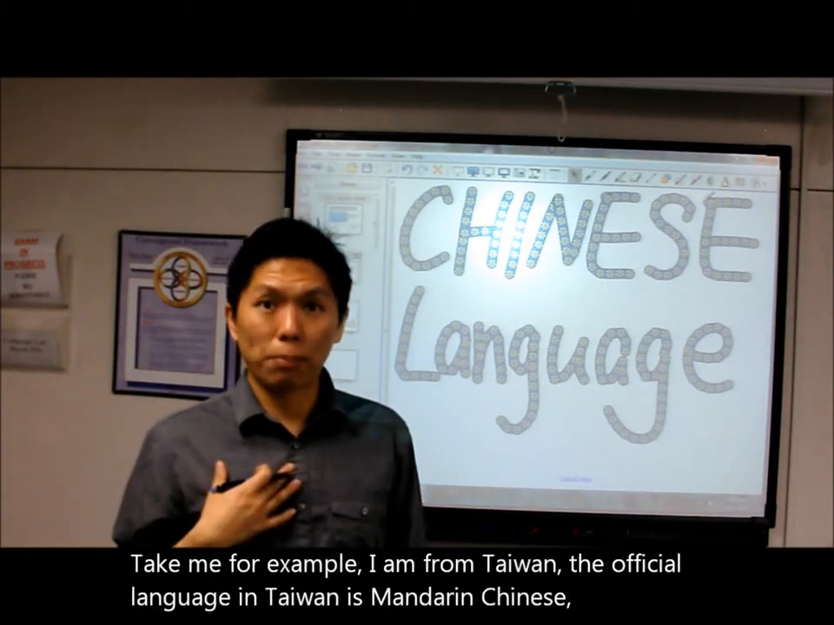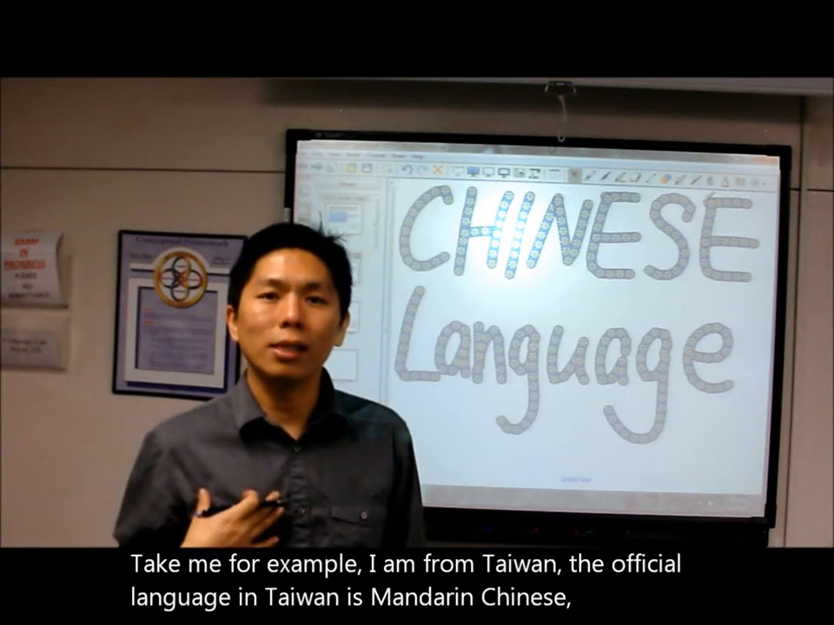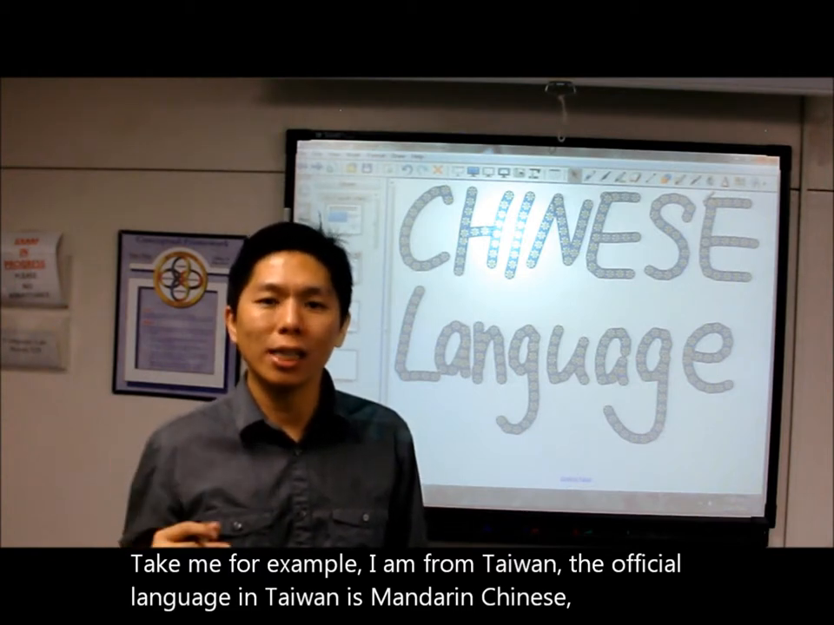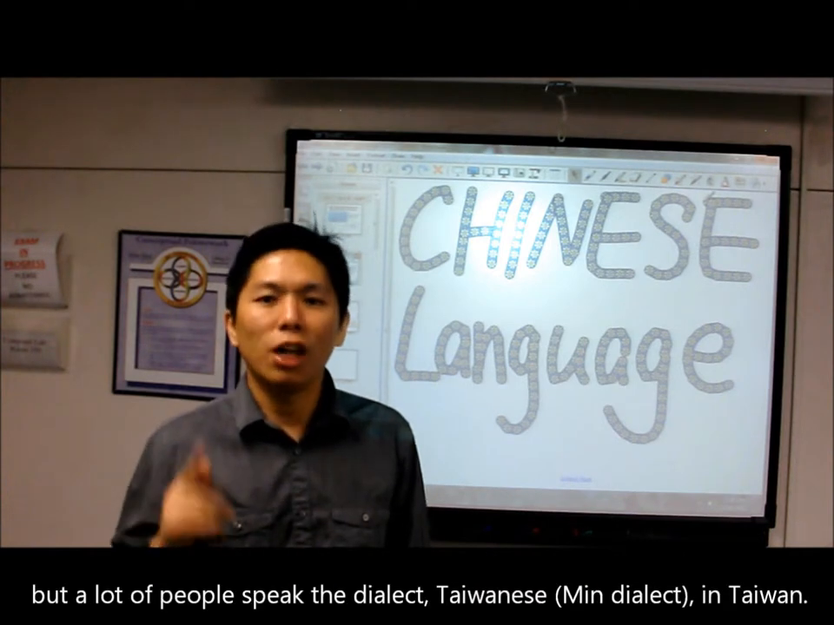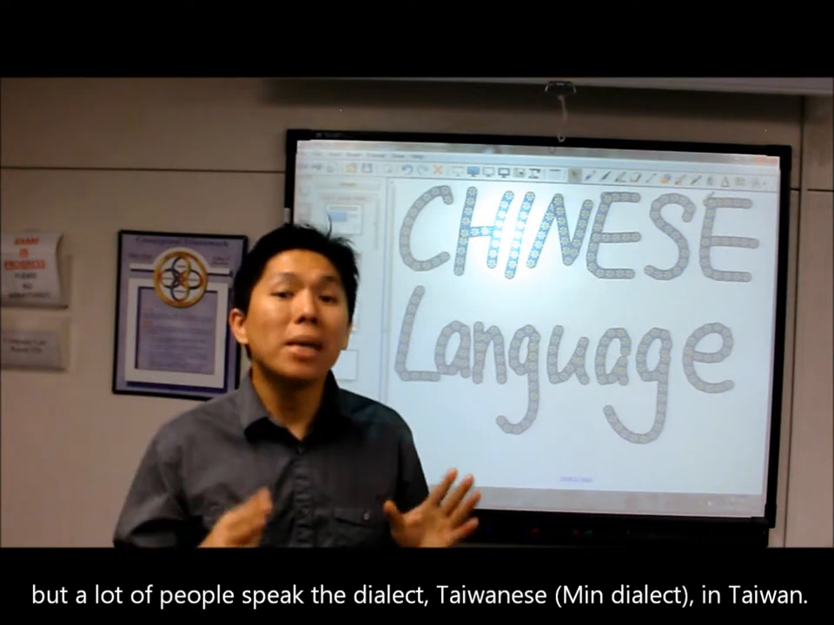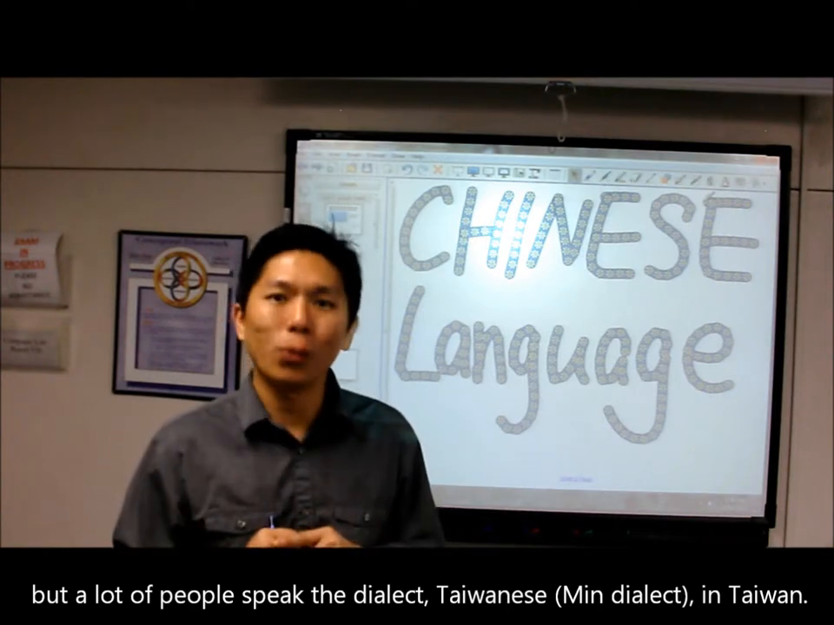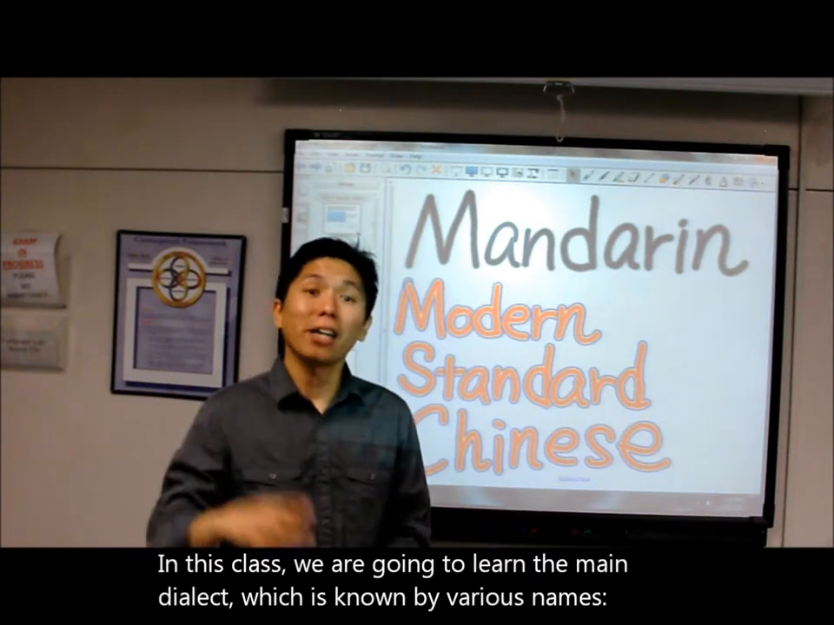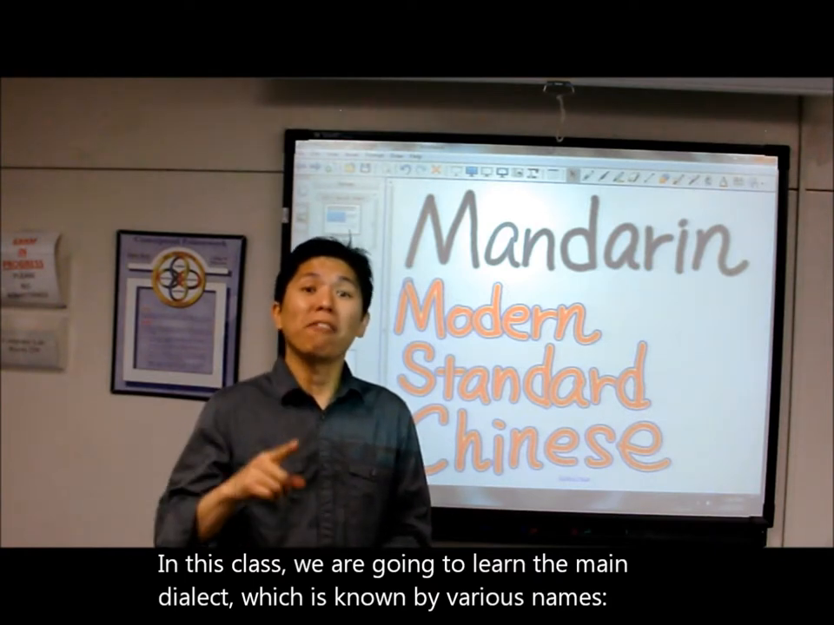Take me for example. I'm from Taiwan. The official language in Taiwan is Mandarin Chinese. But a lot of people speak the dialect Taiwanese, Min dialect, in Taiwan. In this class, we are going to learn the Mandarin dialect, which is known by various names.